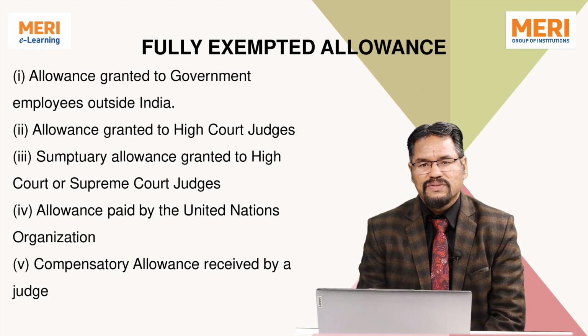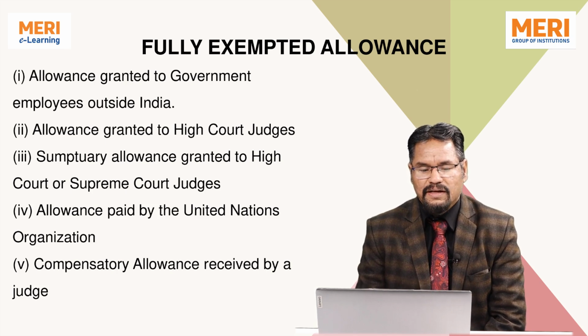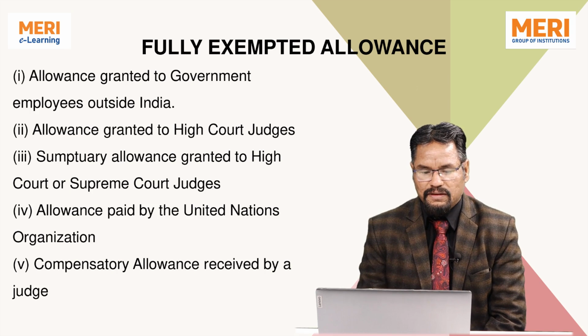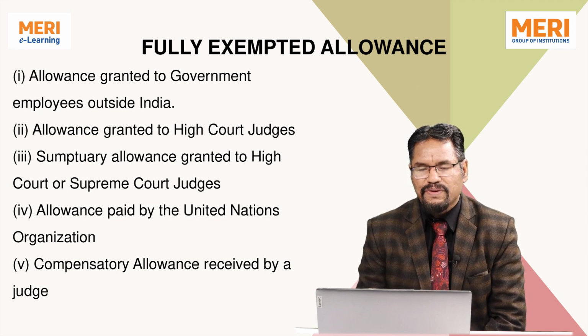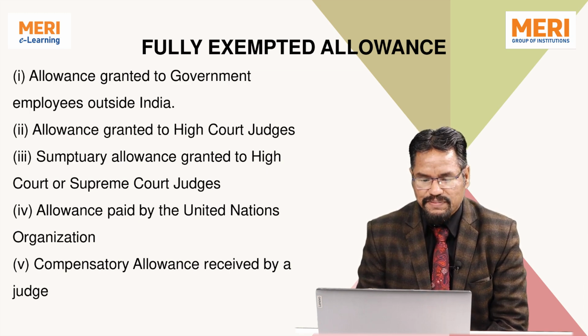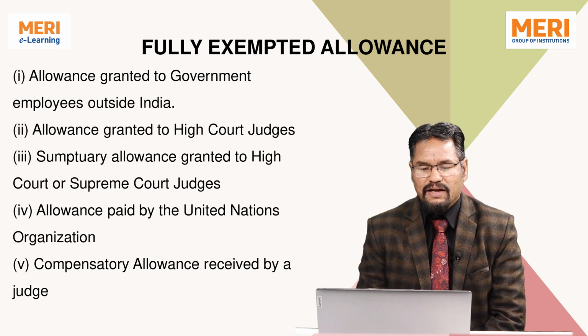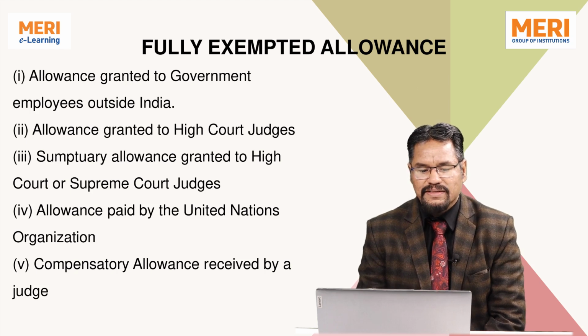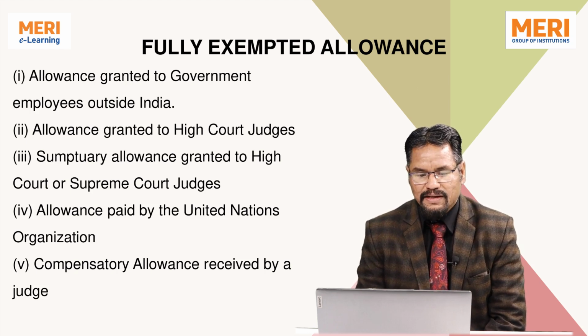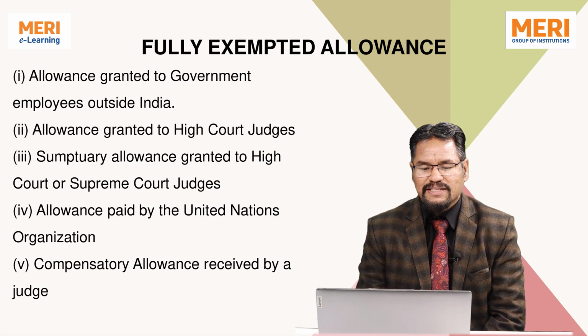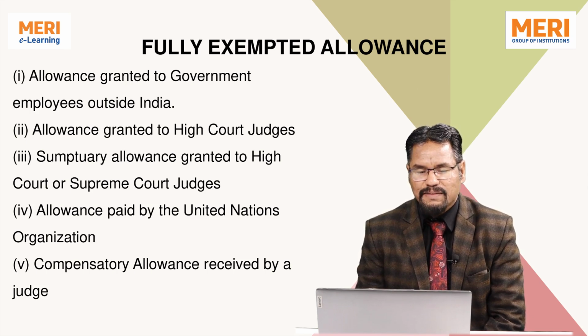Number two, allowances granted to High Court judges. If the allowances are provided to High Court judges, they will be 100% exempted from tax. Now, number three, sumptuary allowances granted to either High Court judges or Supreme Court judges will be 100% exempted from tax. Similarly, allowances paid by the United Nations Organization to its members will be exempted from tax. Compensatory allowances received by the judges will be exempted from tax.